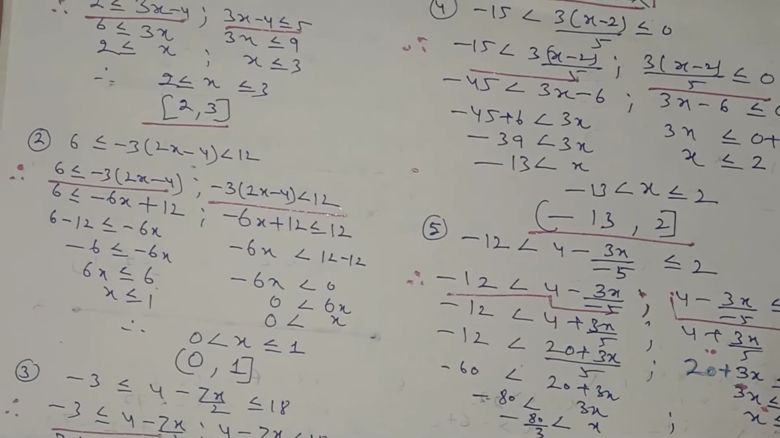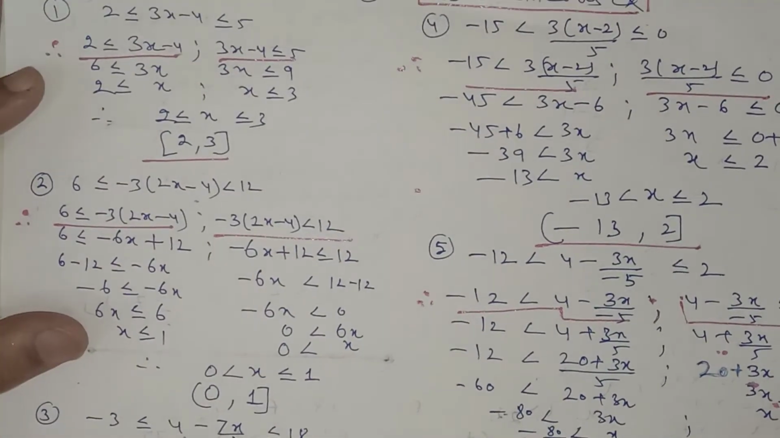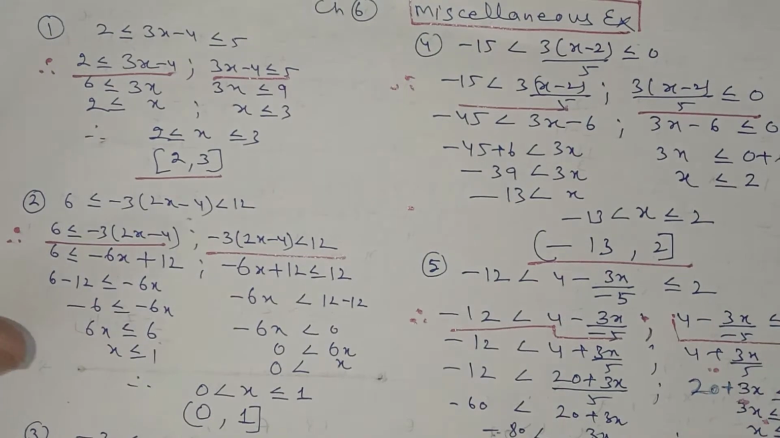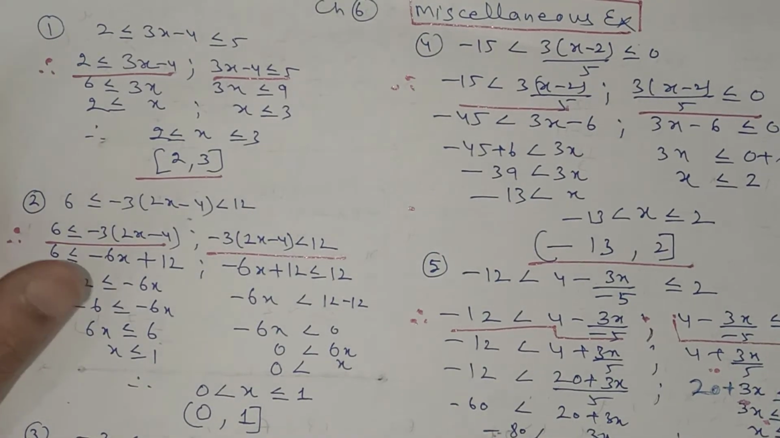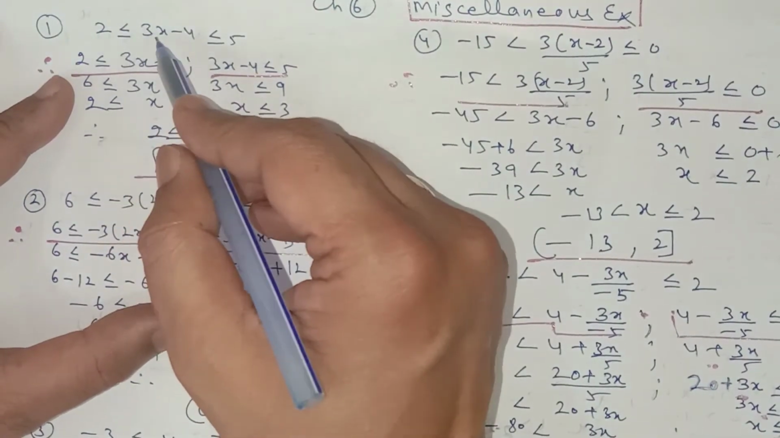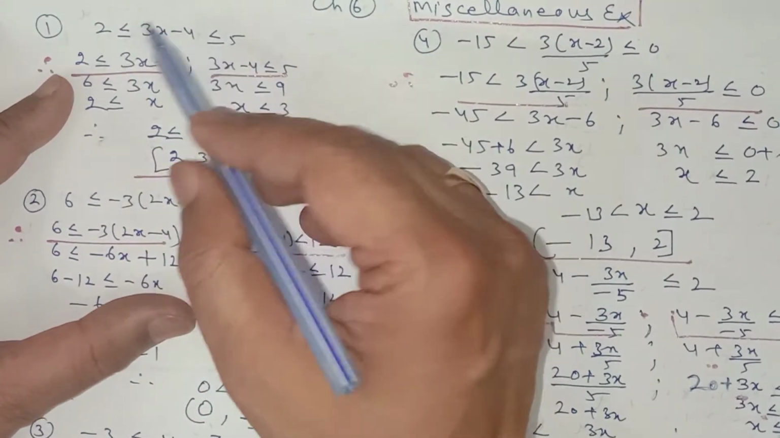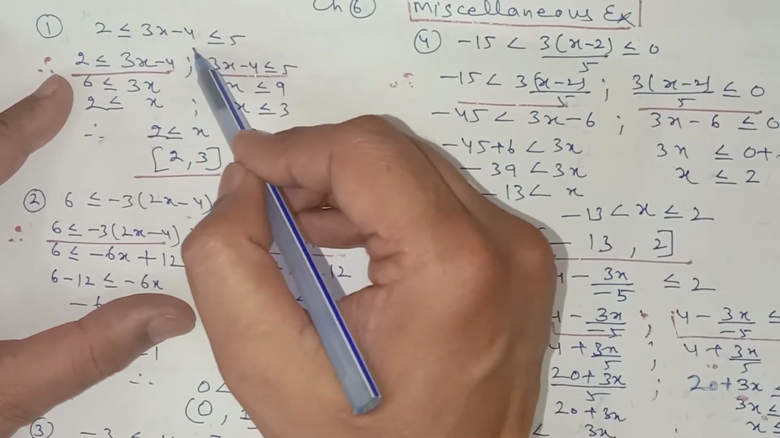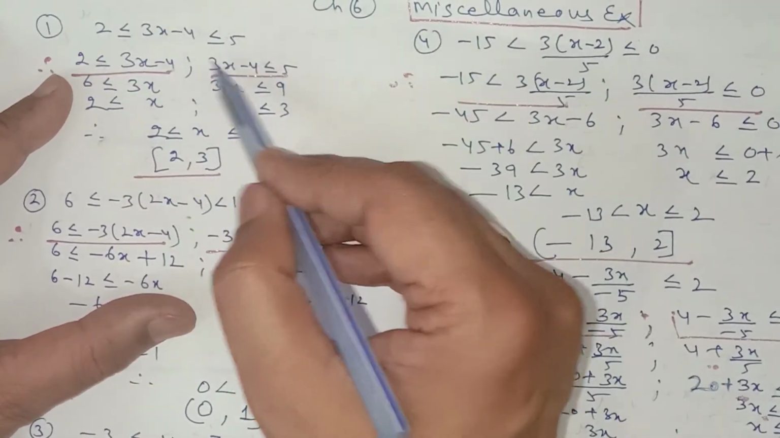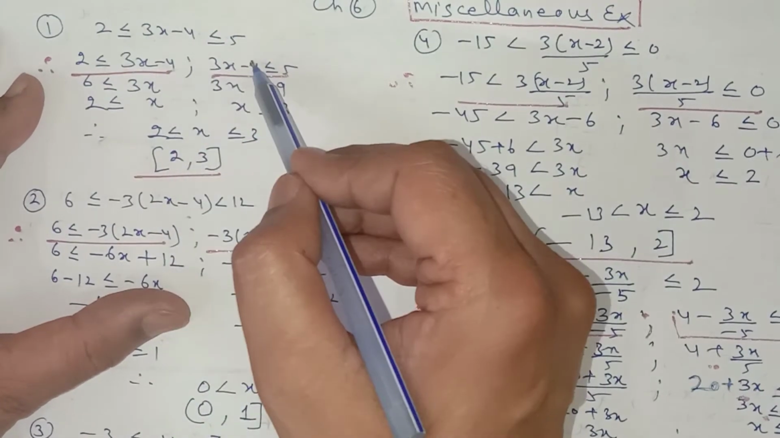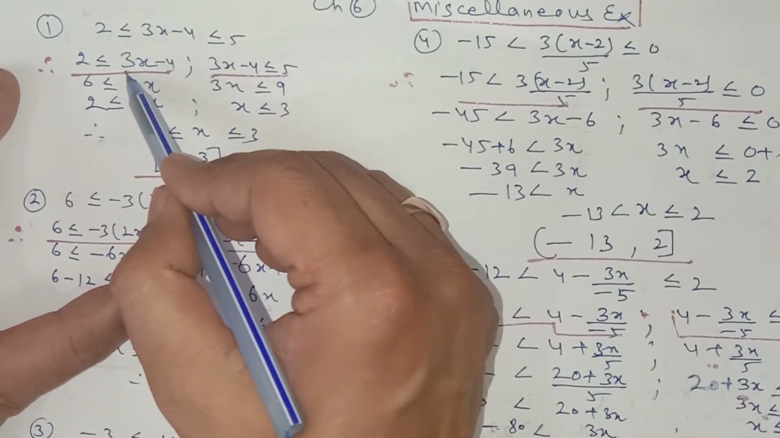Now in question number 1, I'm starting with the miscellaneous exercise. In question number 1, you have to solve this linear inequations as you have done in exercise 1. Now we have given that 2 is less than equal to 3x minus 4 less than equal to 5. Now you separate these two inequations as 2 less than equal to 3x minus 4 and 3x minus 4 less than equal to 5. Separate them like this. Now solve this linear inequations.